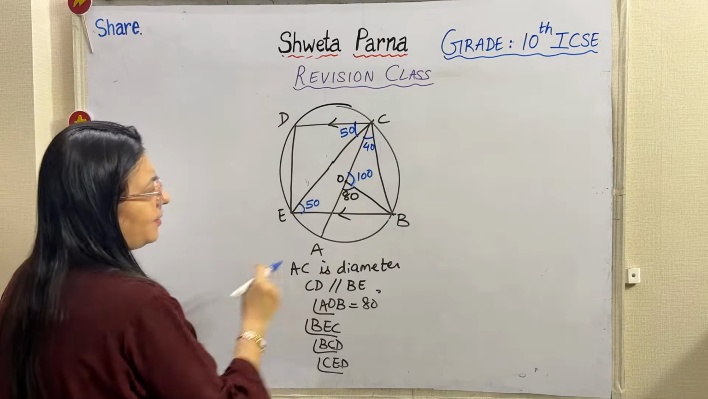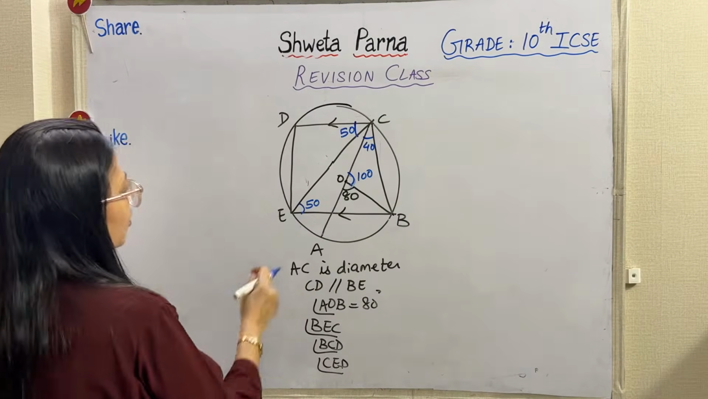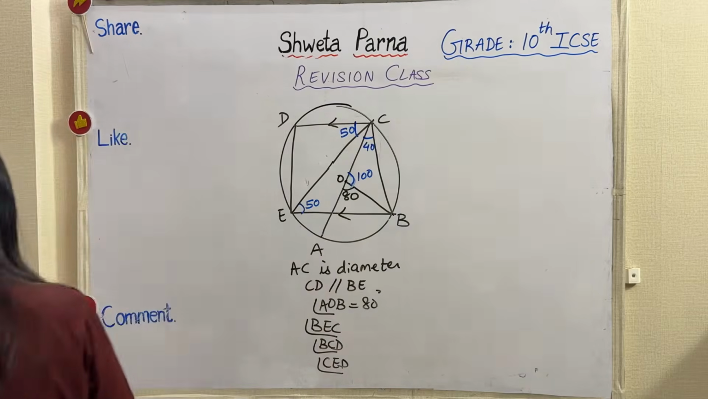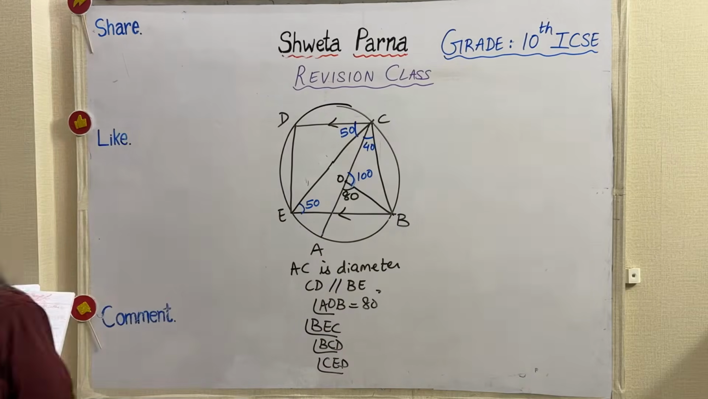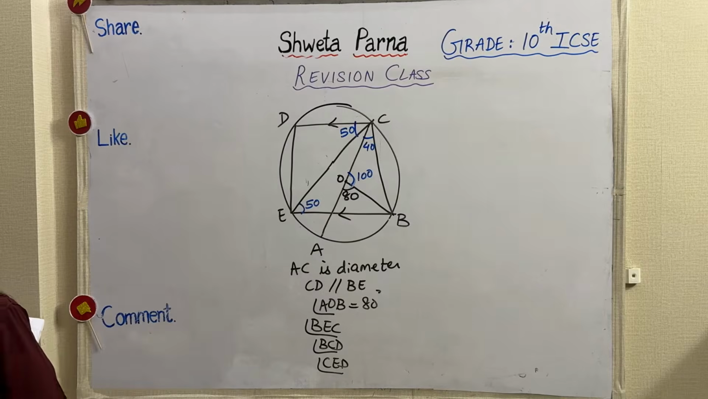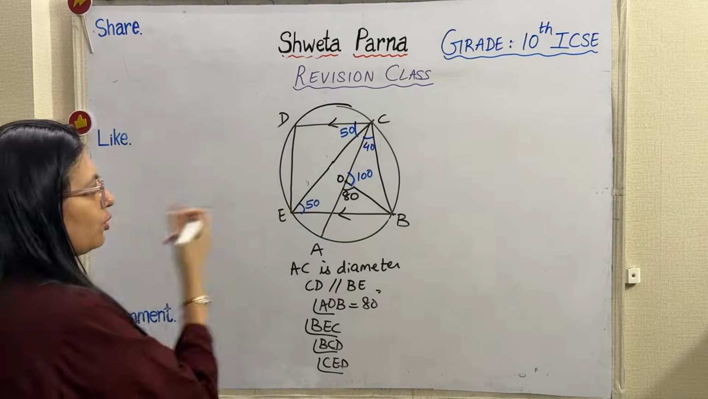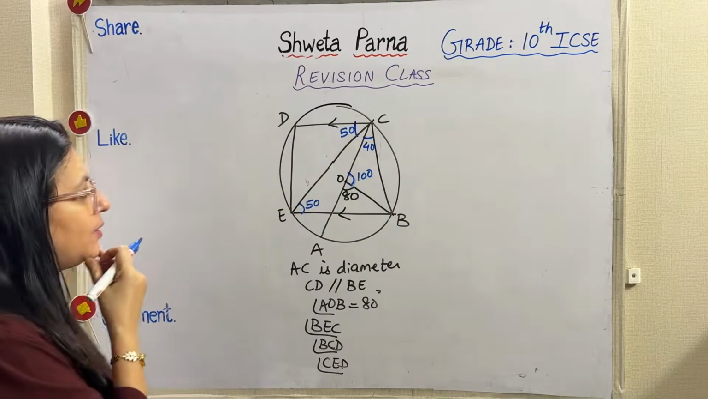See, AC is a diameter, correct? Yes. So what would BCD be? Come on, think. I want you all to think. I have given you many clues.